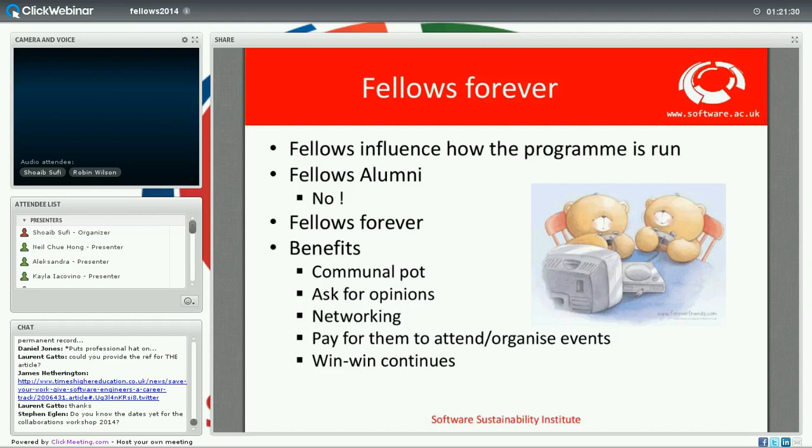We ask for your opinions, which can affect which articles we write, what workshops we support, and whether we actually pay to help you attend and organize an event. It also forms an interesting form of networking, so it allows the win-win to continue. So don't think of the fellowship as just one year. Potentially, it's opening you up to more influence and help in the longer term.